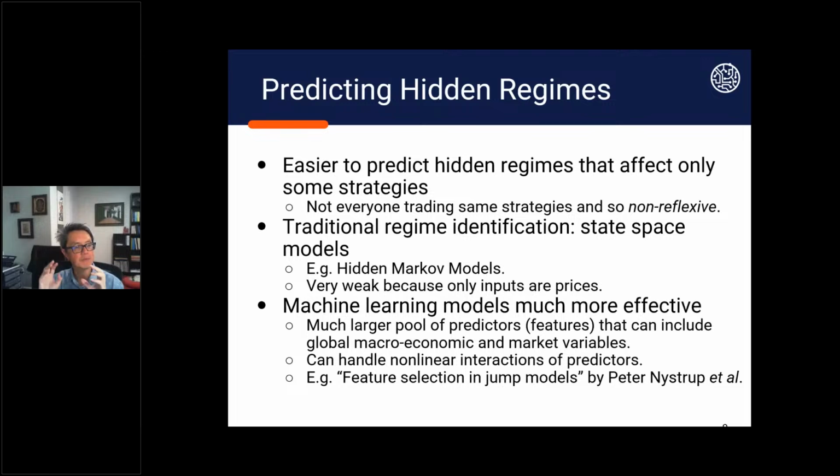Again, the only inputs are prices or returns. Machine learning has greatly expanded the dimensionality of input. You are now using big data, hundreds, thousands of variables to try to predict these kinds of hidden regimes. It has proven to be much more successful in predicting regimes, particularly hidden regimes, than the traditional time series state space models such as hidden Markov models. And in particular, they can handle a large amount of nonlinear interactions among the predictors and also between the predictors and the target variables. And so that is where the true power of machine learning comes about.